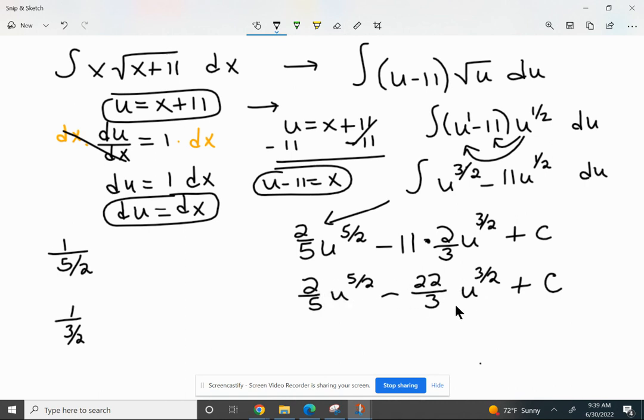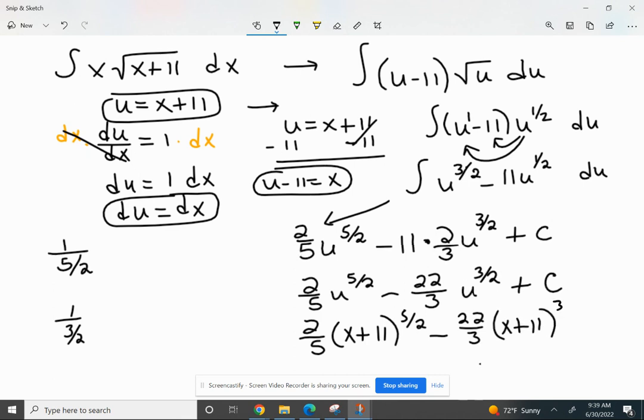But we still have our u's sitting here. The last thing we want to do is take those u's and replace them with x plus 11. So our final answer is 2/5 times x plus 11, instead of u, to the 5 halves, minus 22/3 times u, which is really x plus 11, to the 3 halves, plus C. Okay, that's the final answer.